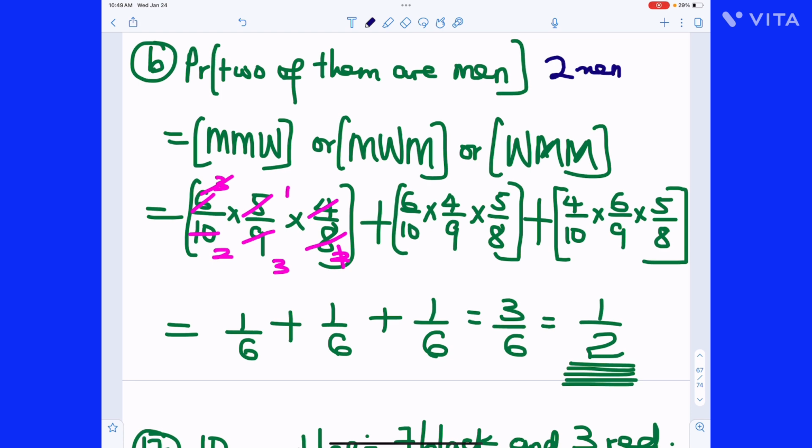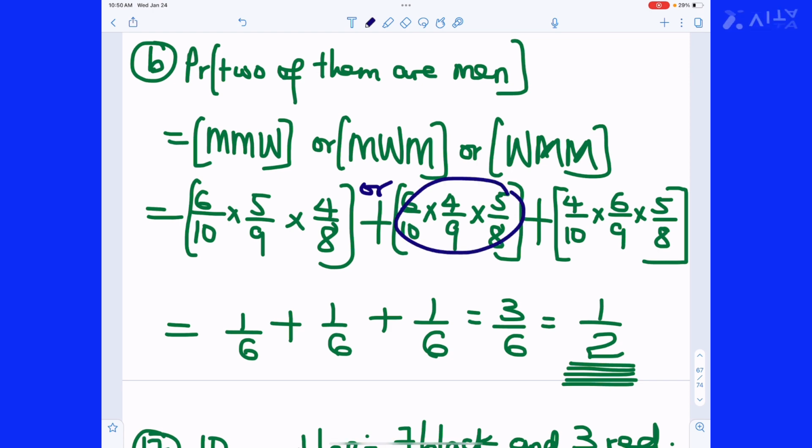Exactly. Is that clear, Sina? So you do the same thing. Each bracket, 6/10, 5/9. Let's clean all this so you can see the numbers well. 6/10, 5/9, 4/8. Or what? 6/10, 4/9, 5/8. Or 4/10. You understand? Here, the probability that the first person chosen is a man is 6/10.